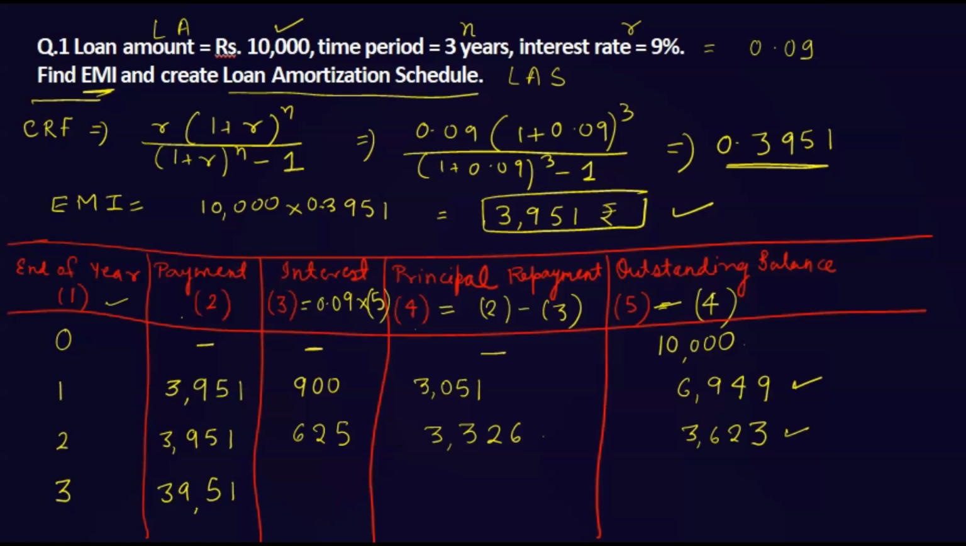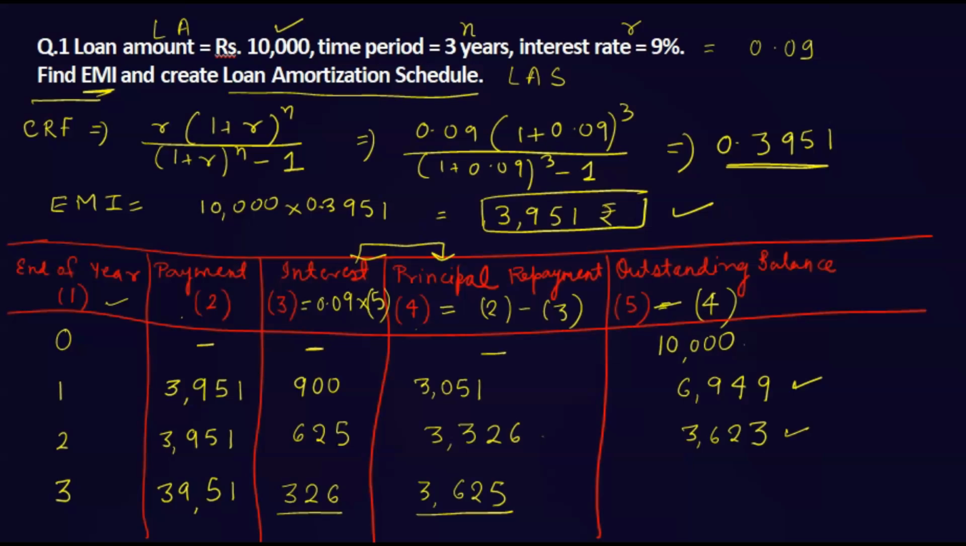Now last, third year, at the end of third year, on 3,623 we need to calculate 9%, that is 326. And here, 326 plus 3,625 will be equal to 3,951. Both this interest and principal repayment column, if you add this, you will get the payment. Payment will be same. Installment will be same because that will be equal for each period, but interest and principal will be different. It has to be calculated on the outstanding balance each year.